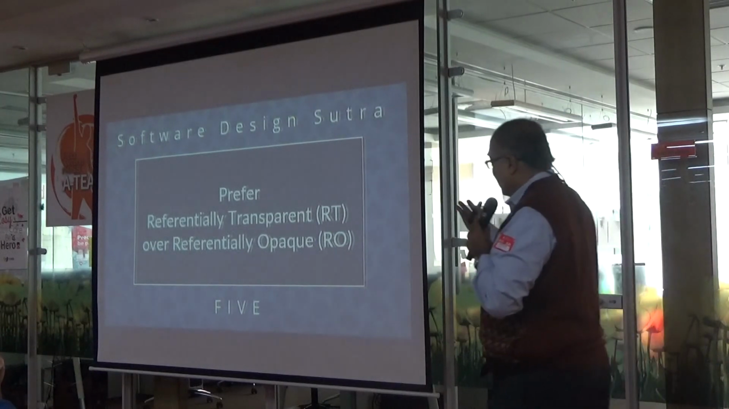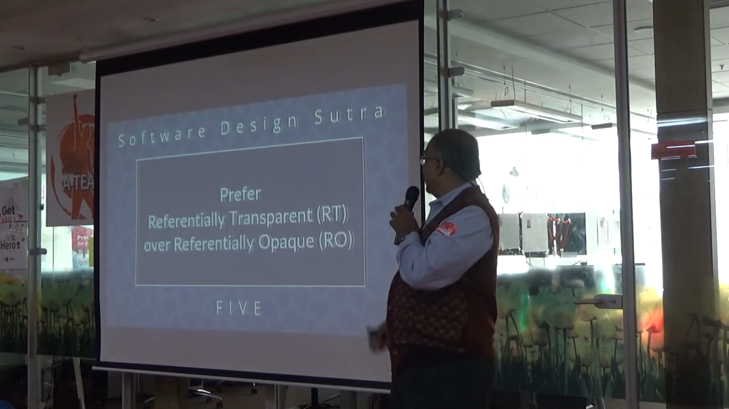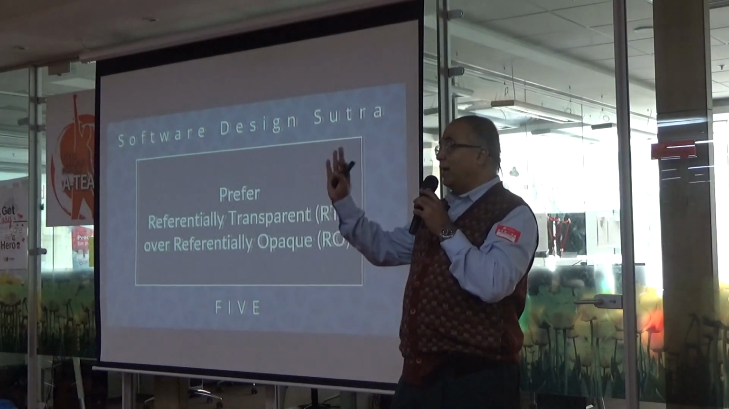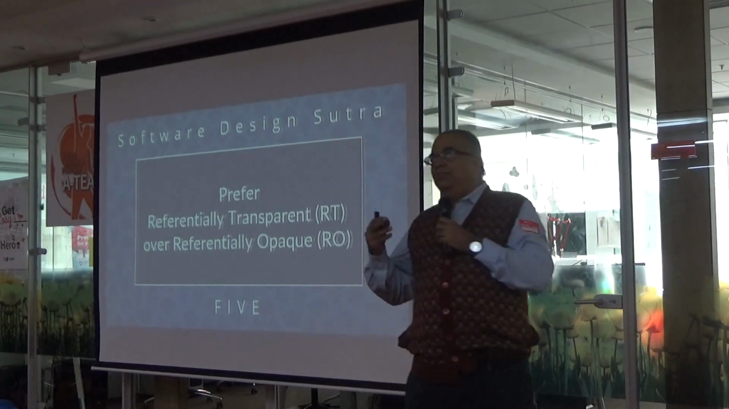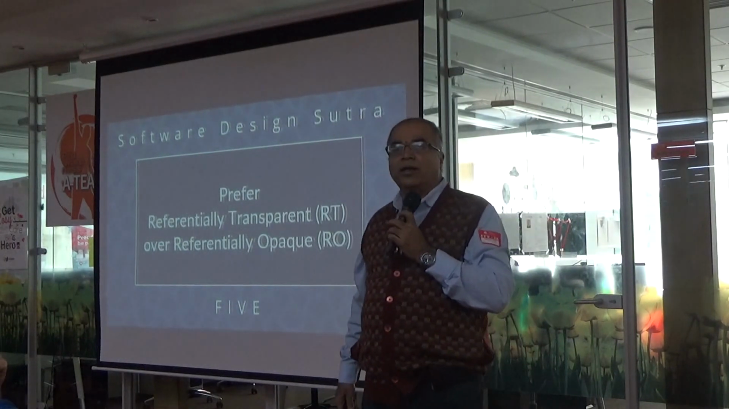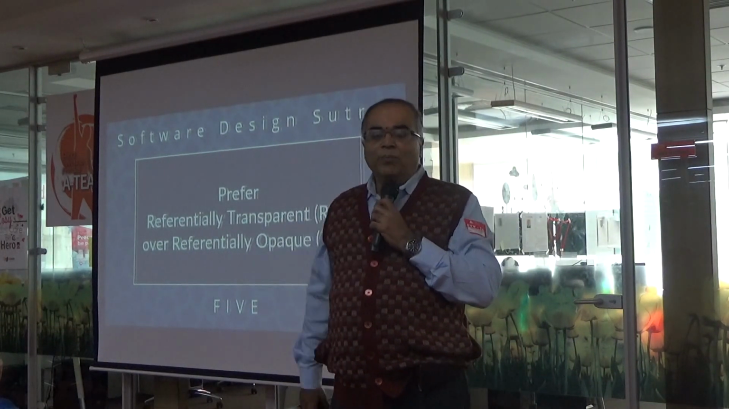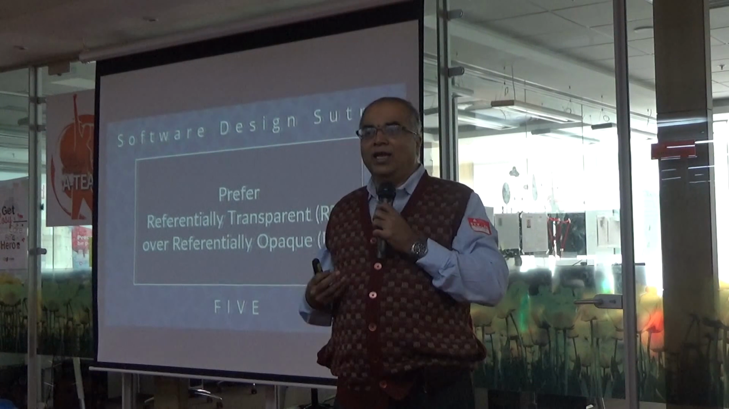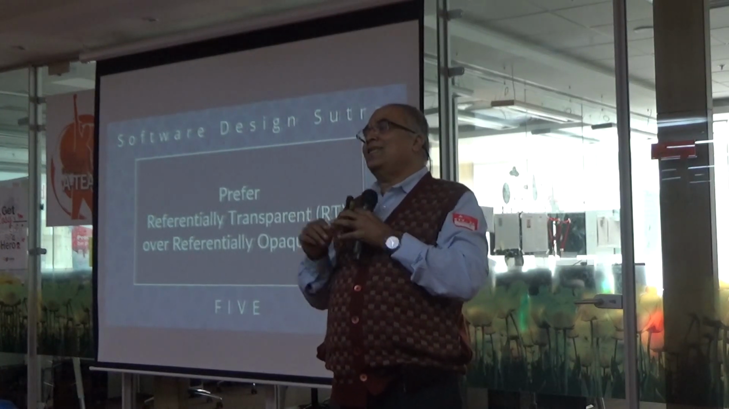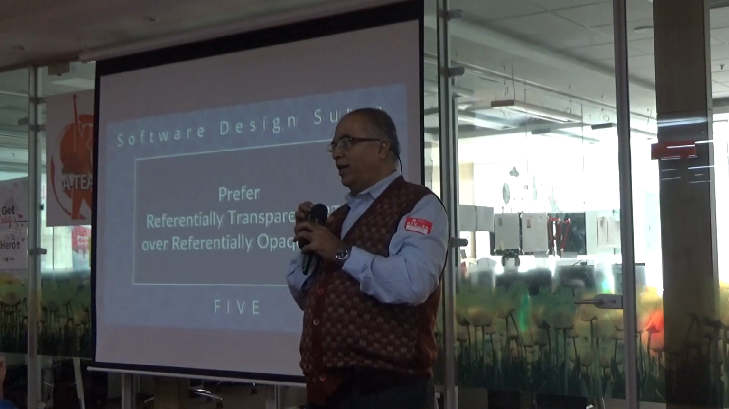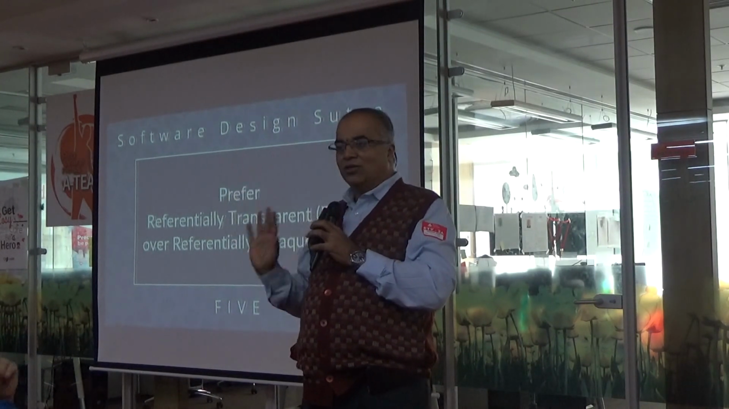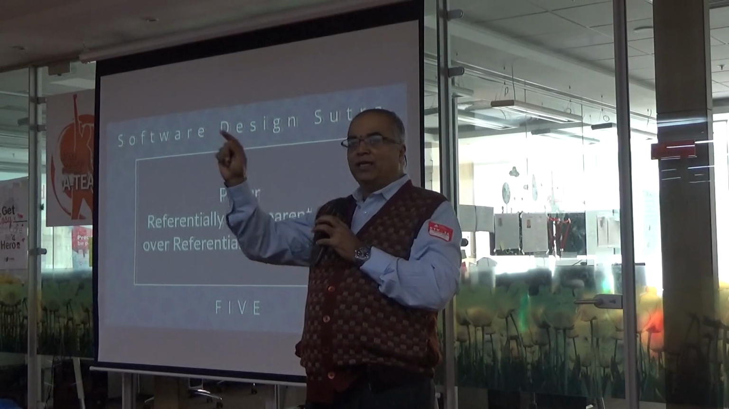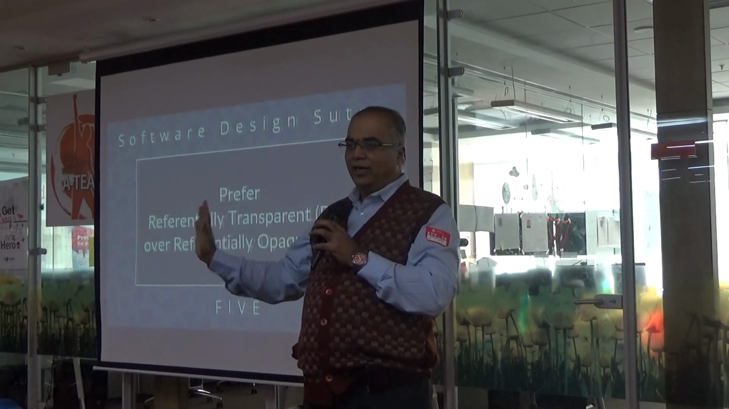How many of you understand referentially transparent and referentially opaque? Can I have a show of hands? Okay, right. So, referentially transparent and referentially opaque comes from functional languages. So, let's take a simple function which returns x squared. So, I have input of x. I return x into x, right?